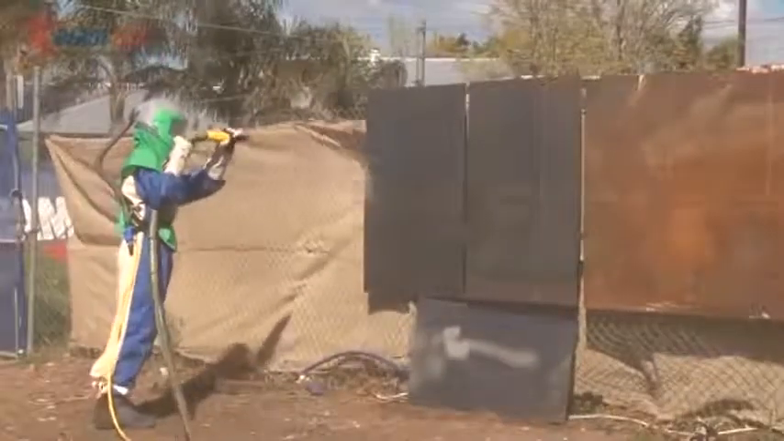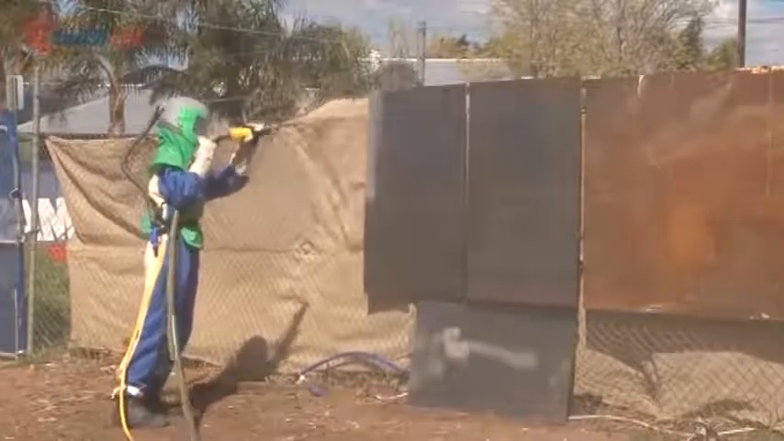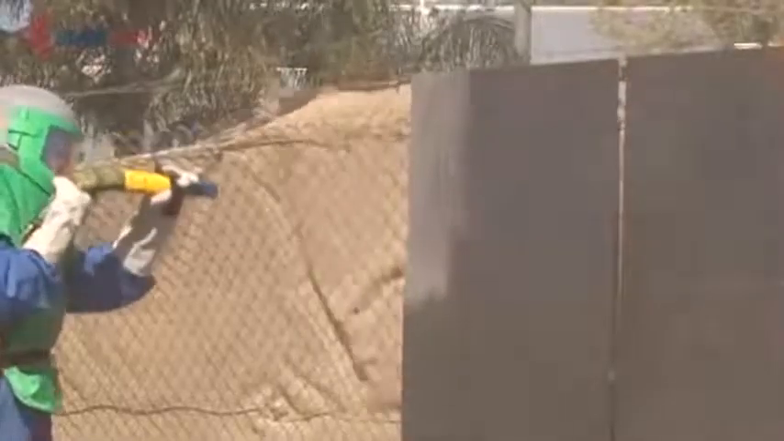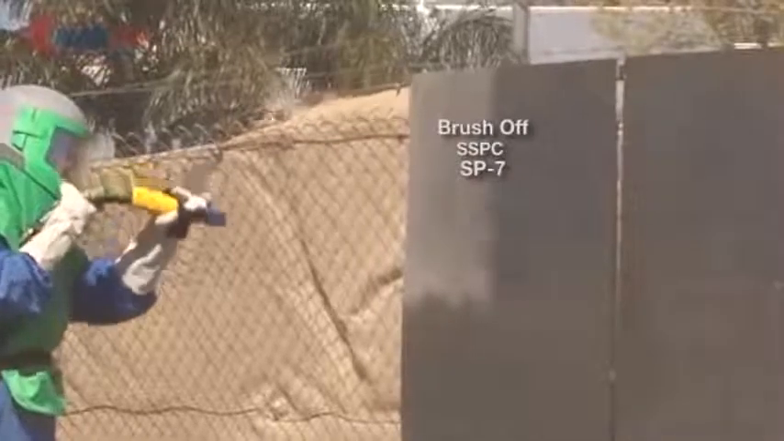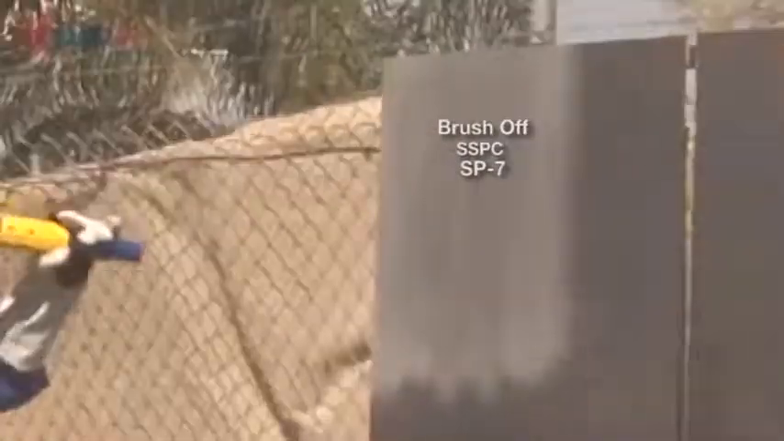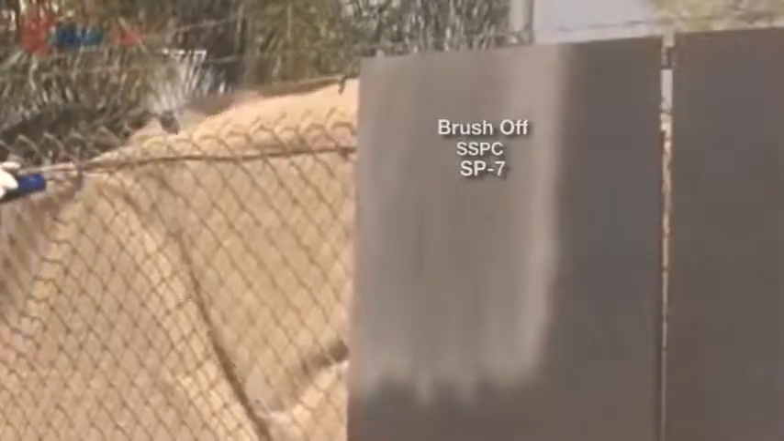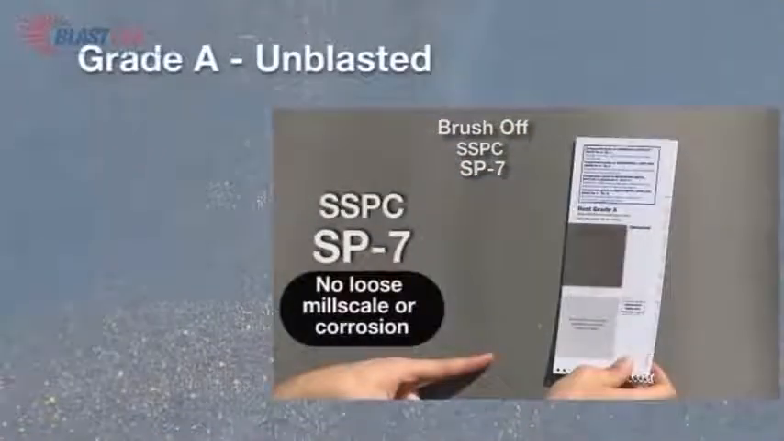An SP7 class of blast is a brush-off blast cleaning, and the technical specification calls for all loose mill scale and contaminants to be removed. As you can see, the blaster is simply moving the nozzle over the surface as fast as he can, removing all loose contaminants. All loose contaminants are removed as per the technical specification.